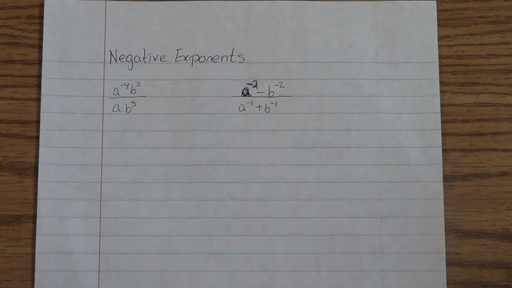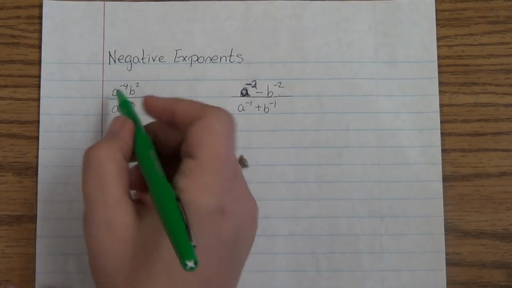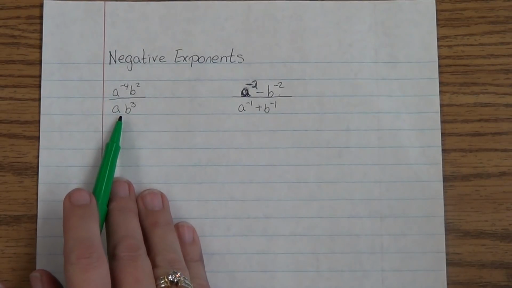Okay, today we're going to talk about negative exponents. But again, this is still part of complex rational expressions. So we're not starting anything quite new, it's just a different type of problem. This kind of problem we've seen before. We did this kind of problem when we were doing our exponent rules.